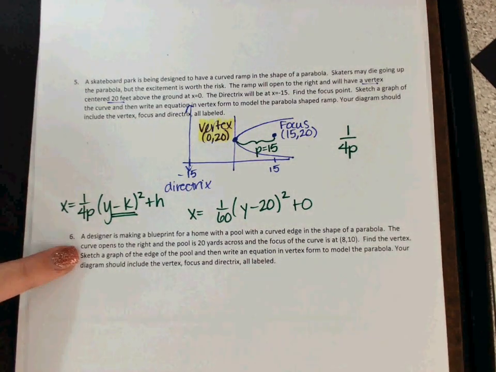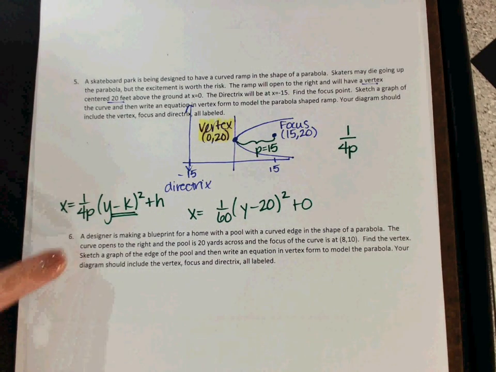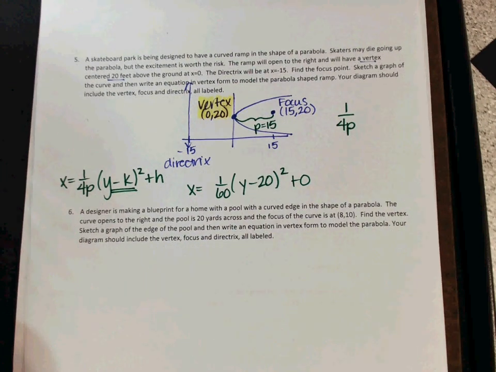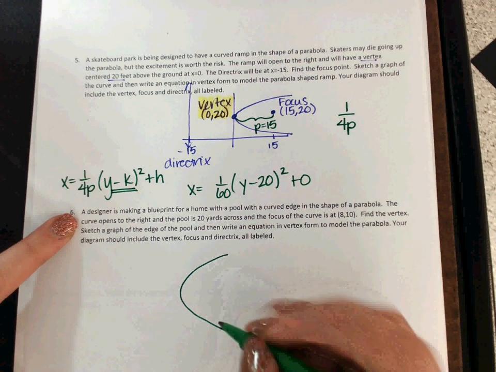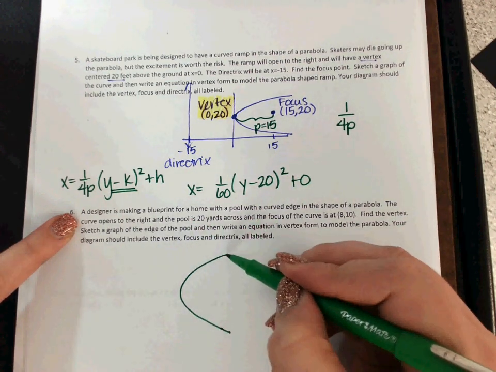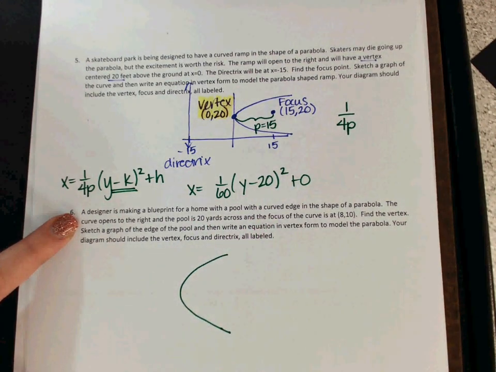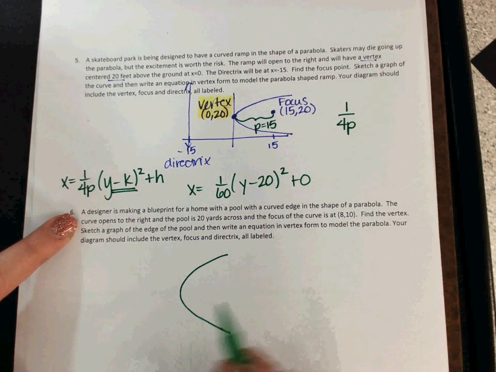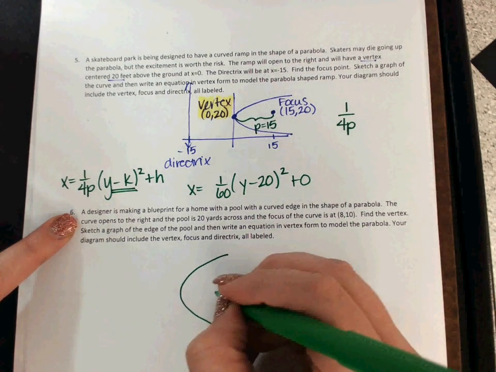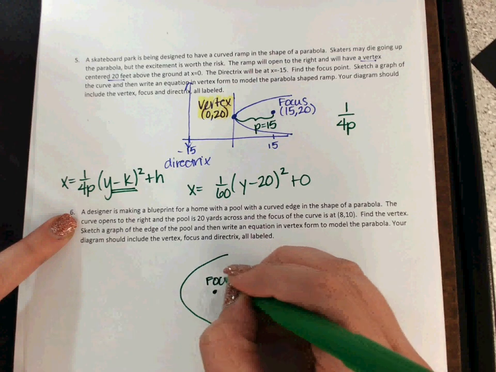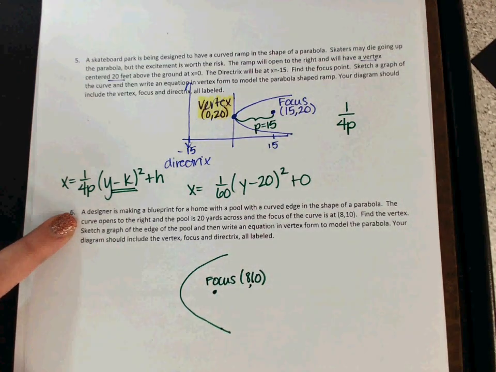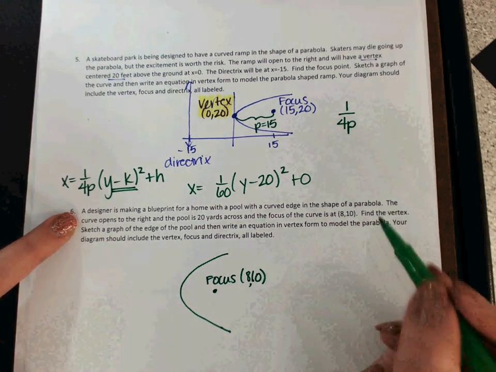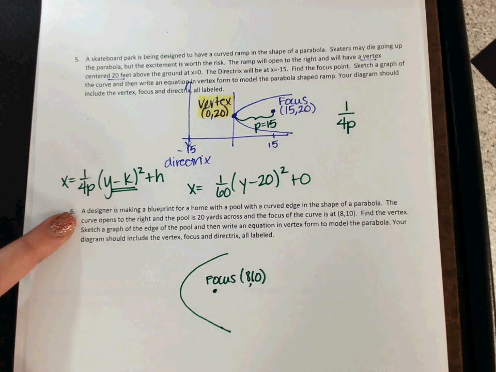Okay, so this one says we're doing a blueprint for a home with a pool with a curved edge in the shape of a parabola. The curve opens to the right. It says it's 20 feet across, so that's how far this is, but that doesn't really matter. And then it says the focus of the curve is at (8, 10). So that means that this point right here, the focus, is at (8, 10). Okay, so you're going to have to find the vertex.